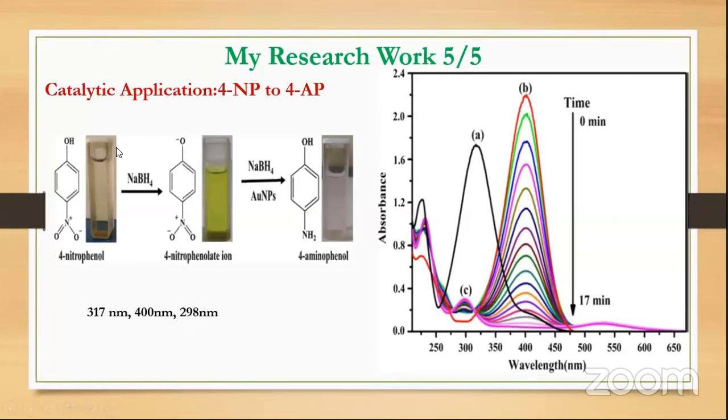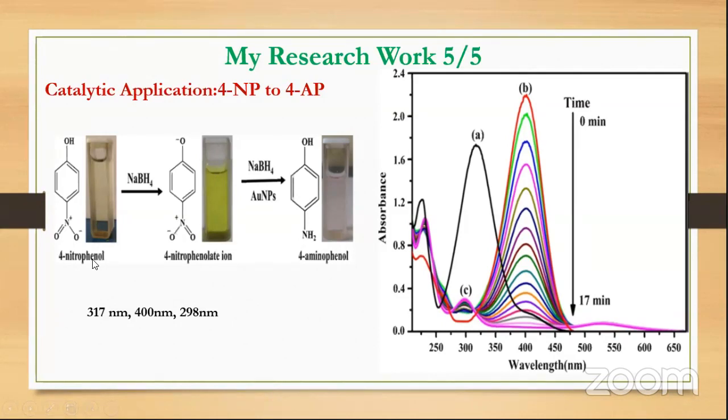Now see here, we have taken this solution. This is a para-nitrophenol solution. To the solution, we have added sodium borohydride solution. What happened? The hydroxy group of the phenolic group loses H plus, forming the O minus ion. Now it is called the 4-nitrophenolate ion. It is an intermediate. Here the solution color also changes.